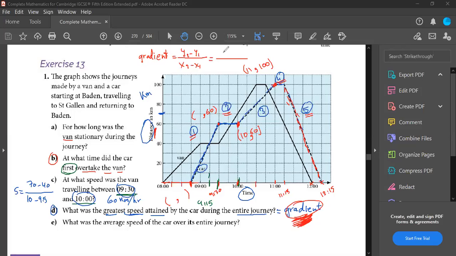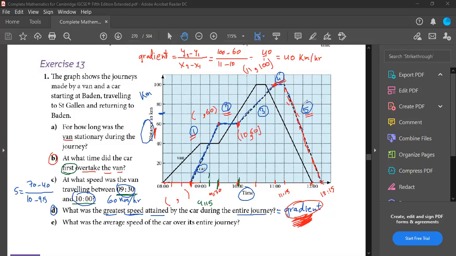Yes, Ustaz. Okay, so 2 points: 10 and 60, 11 and 100, right? Yes. Okay, first we put y2 minus y1, which is 100 minus 60, over 11 minus 10. That's 40 over 1, which equals 40 kilometers per hour.